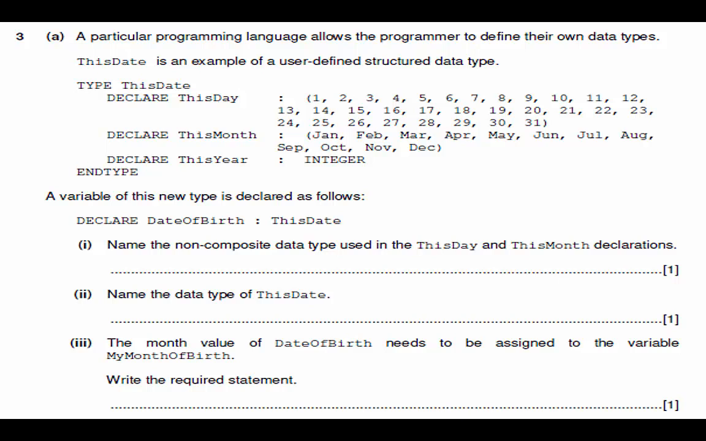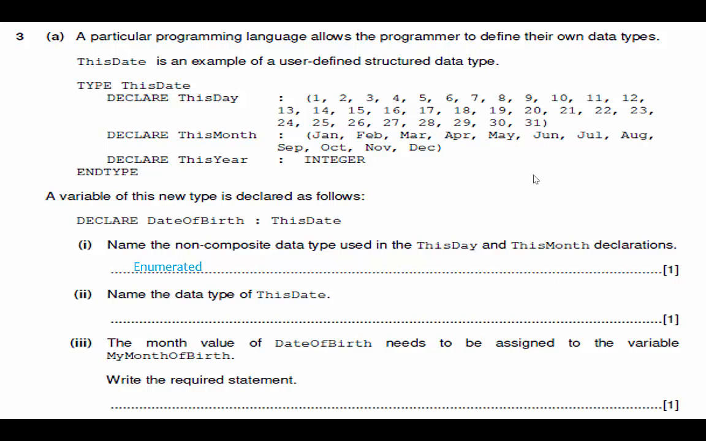Variable of this new type is declared as follows. So they're declaring date of birth as the data type this date. Name the non-composite data type used in this day and this month declarations. When I look at this day and this month above, I see that we have data that is given inside a set of parentheses. So I know that because it's non-composite and consists only of that data, that is an enumerated data type.